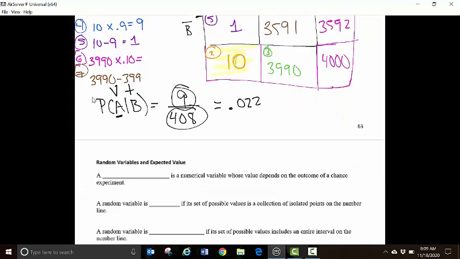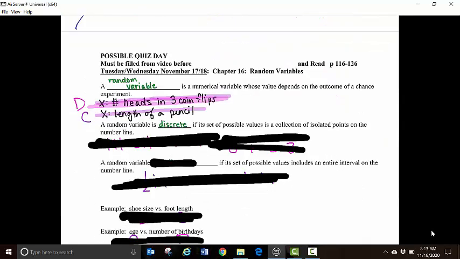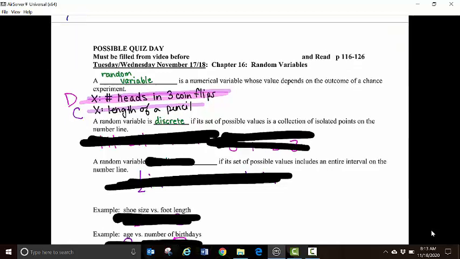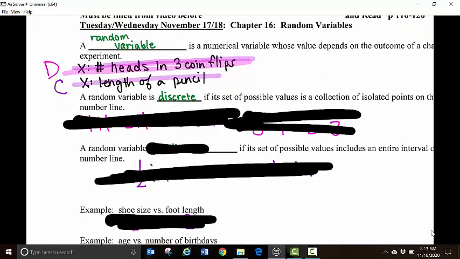Okay. Pause for just a second. So we're going to talk about random variables. A random variable is a numerical variable whose value depends on the outcome of a chance experiment. For example, the number of heads in 3 coin flips, right? That's chance, random. Or I randomly grab one of your pencils and measure the length of the pencil. D is for discrete. 3 coin flips is a discrete number, because you could have 0, 1, 2, or 3. And continuous would be the length of a pencil. It'd be a continuous variable.